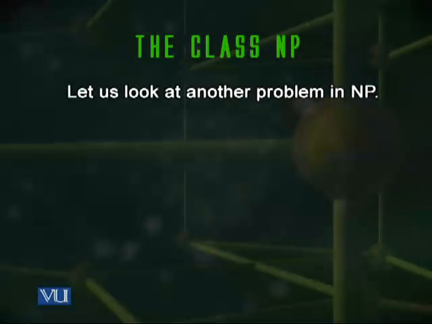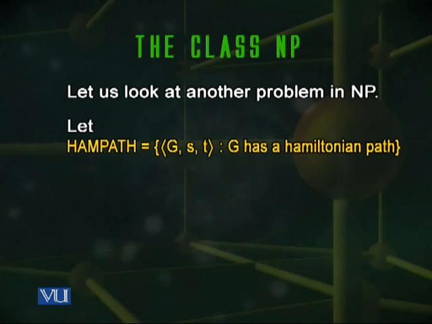Let's now look at another example of a problem in NP. Let us define HAM-PATH to be the encoding of a graph G along with two vertices S and T. And the question here is to tell whether there is a Hamiltonian path from S to T. So you will be given a graph G and two special vertices S and T in it, and the algorithm has to output yes, or accept the input, if and only if there is a Hamiltonian path from S to T. This is the problem.